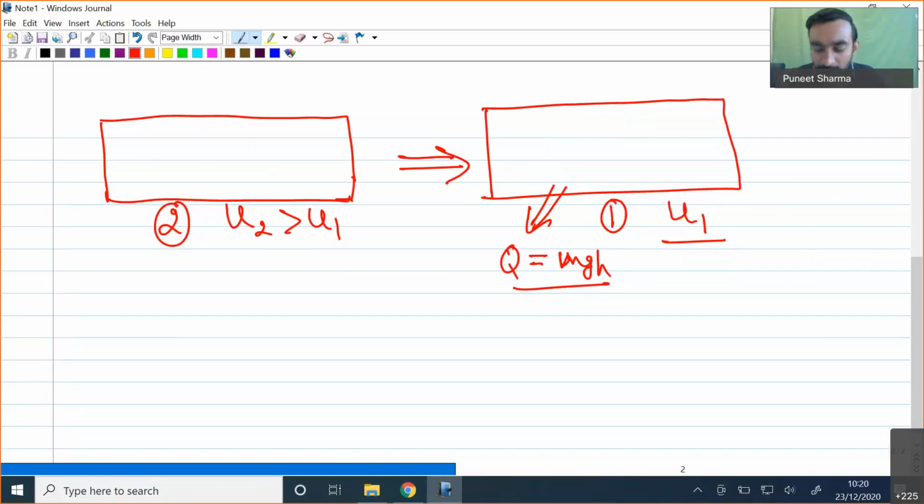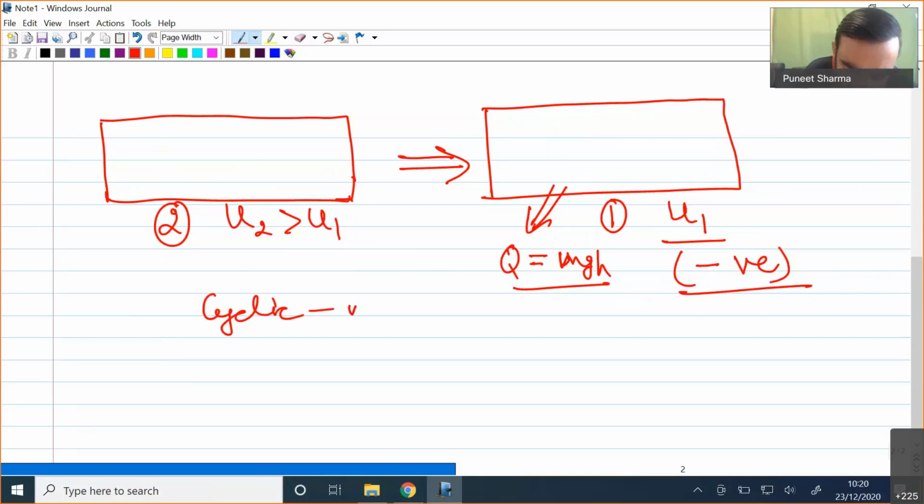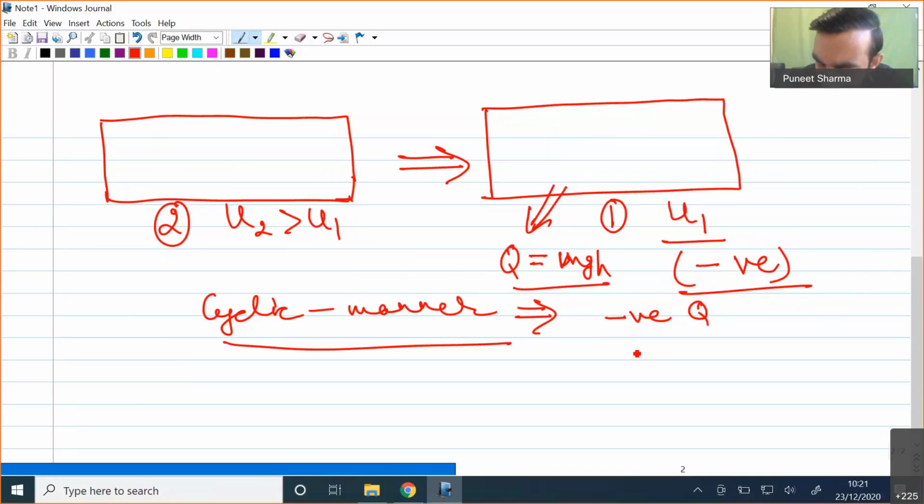Now this heat transfer is going out of the system, so it is once again a negative heat transfer. So whatever pedal wheel system we have taken, if we have to operate it in a cyclic manner, we have to do negative heat transfer and negative work done. When we are doing negative heat transfer and negative work done, only then is it completing a thermodynamic cycle.